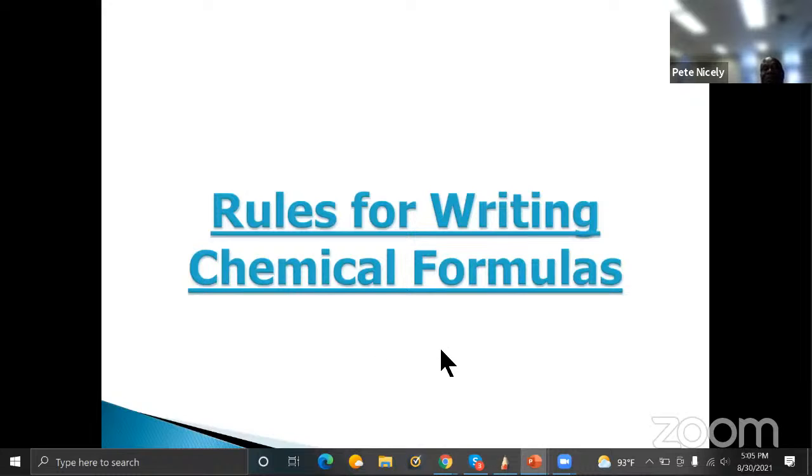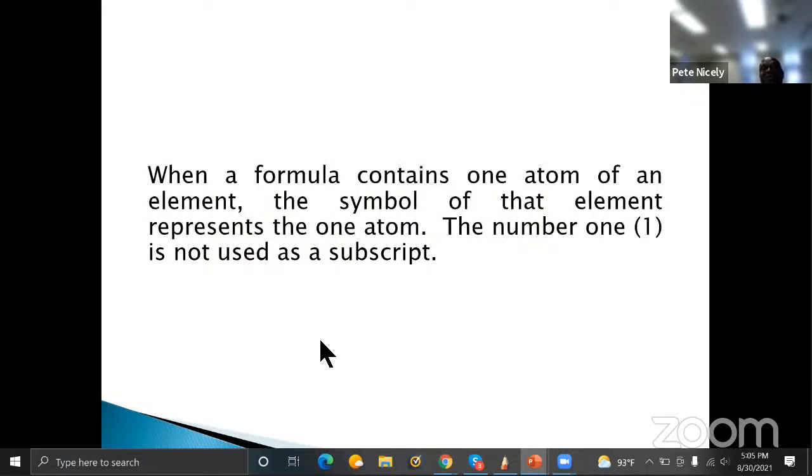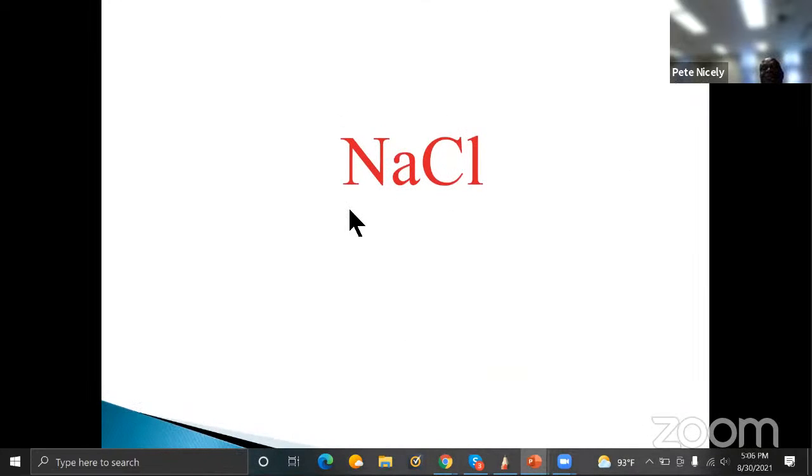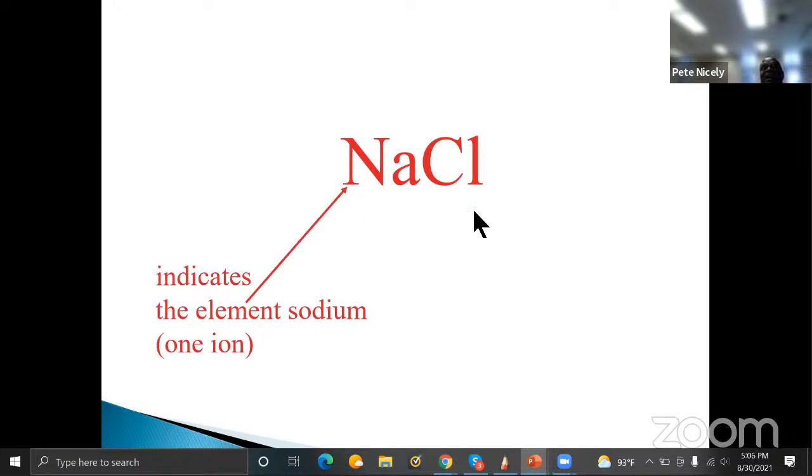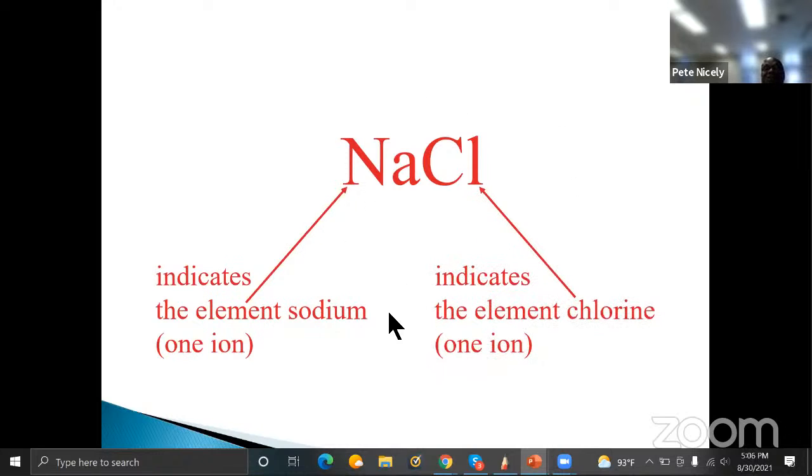Okay, so let's talk about the rules for writing chemical formulas. Basically, when a formula is written, we write the symbol of the element that represents 1 atom. Now, typically, we don't use the number 1 as a subscript to indicate the number of that 1 atom, right? We just simply write down the symbol of that element without the number beside it, all right? So for example, in the case of NaCl, we understand, based on how this formula is written, that there's 1 sodium ion and 1 chloride ion represented in this formula, right? We don't need to put the 1s here and here, all right?